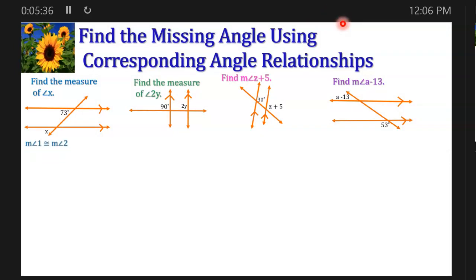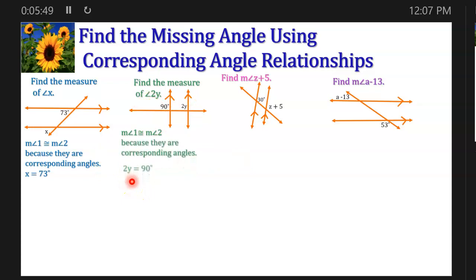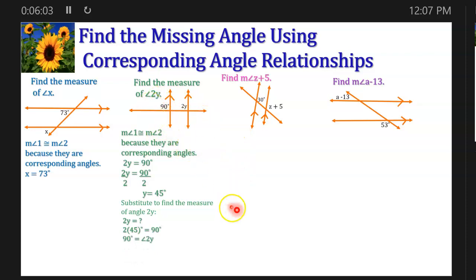Here's some examples. Corresponding angle relationships are congruent to one another. So we know that this one here just has to be congruent to that one because they are corresponding. Here we have two corresponding angles, so they have to be congruent to one another. Make them equal to one another. Solve to find what y is, and substitute it back in if you're asked to do that to show that indeed angle 2y is equal to 90 as well as the original 90 degree over here on the left.